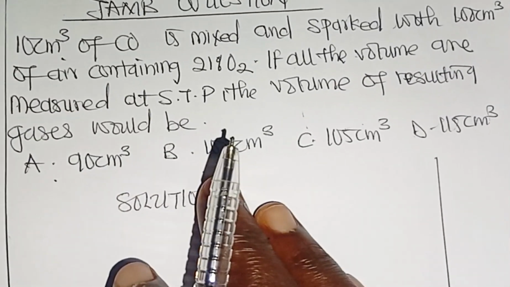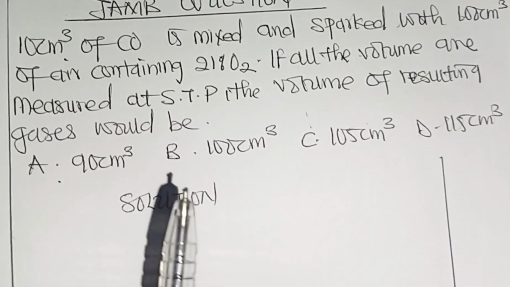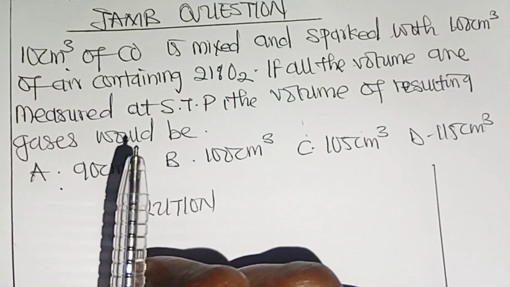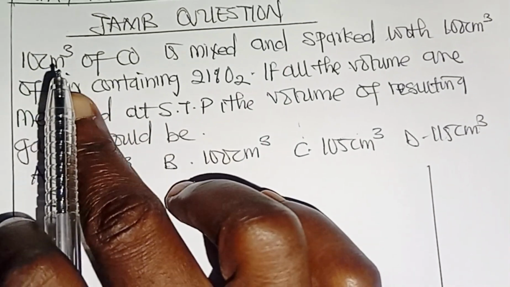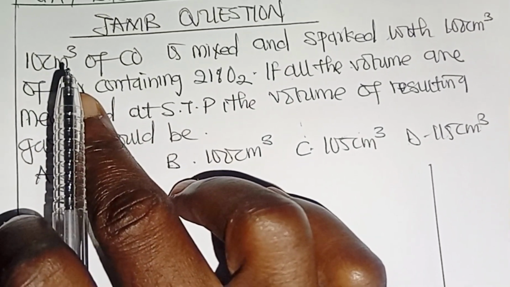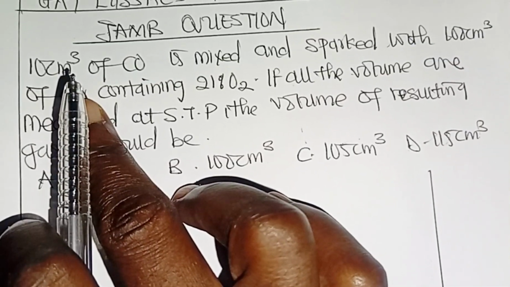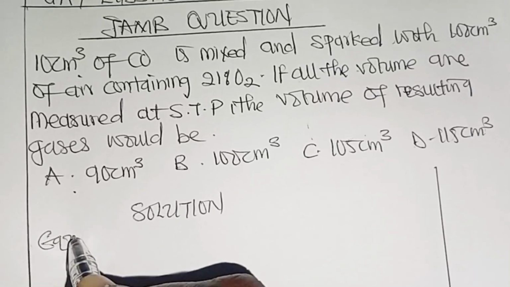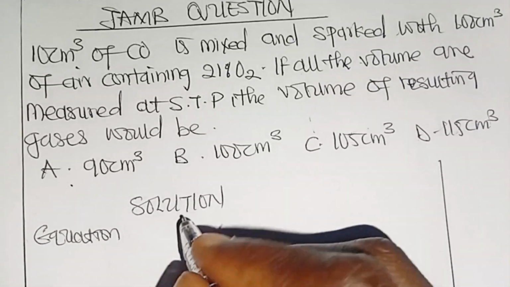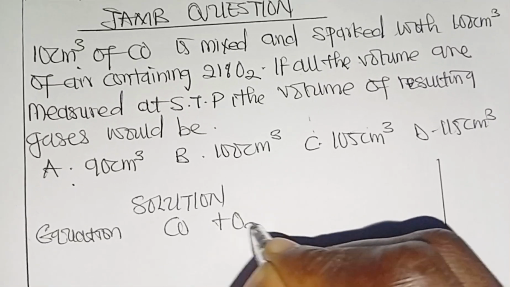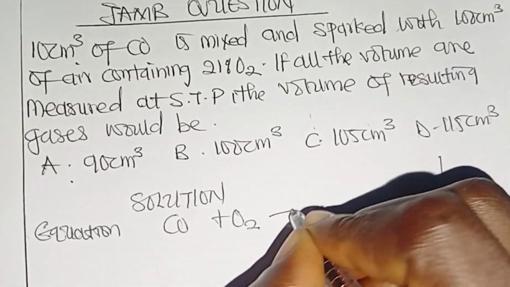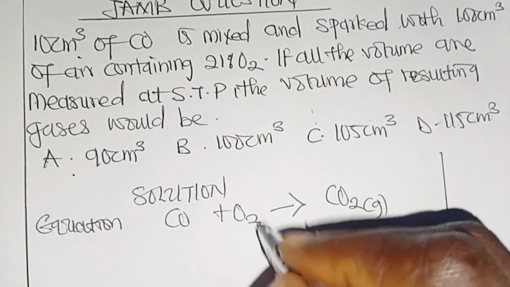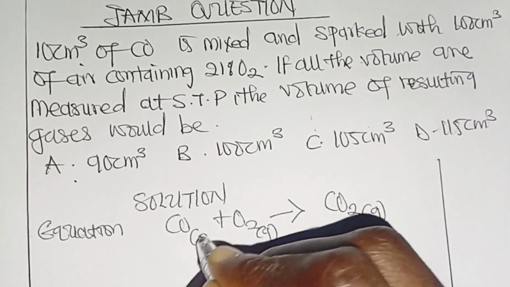The first step is to write out the equation for the reaction. What are the reactants? We have CO and then we have air. Note that air is a mixture of gases and oxygen is the only reactive component in air that reacts with CO. So what are my reactants? Like I said, first step is to write out the equation. My reactants are CO and oxygen, which is a gas, and when CO reacts with oxygen, you have carbon IV oxide. This is a gas, and make sure your equation is balanced.